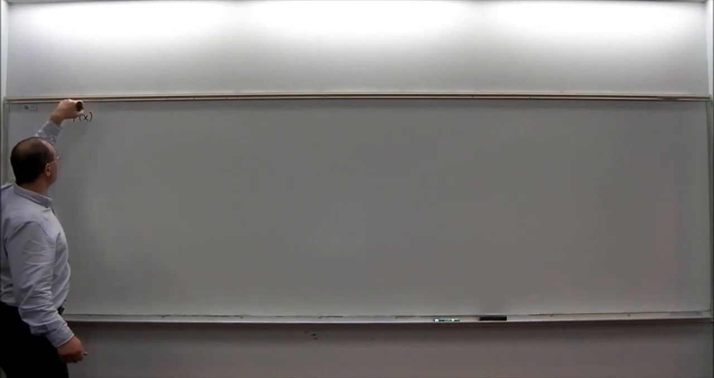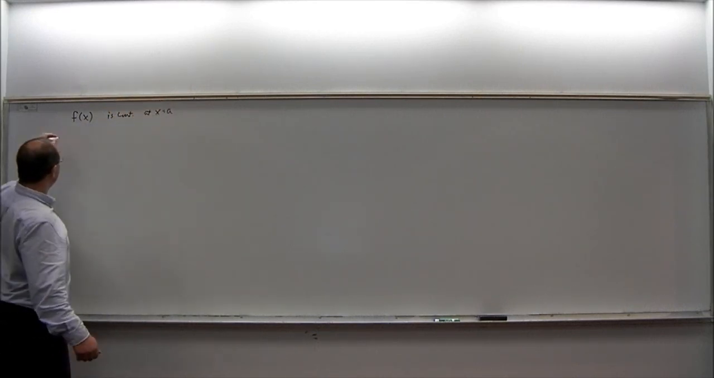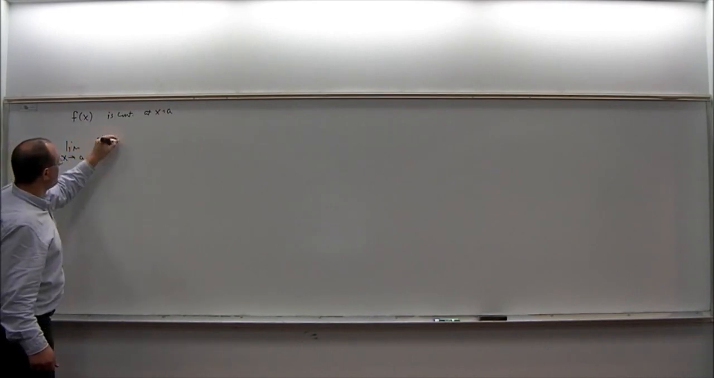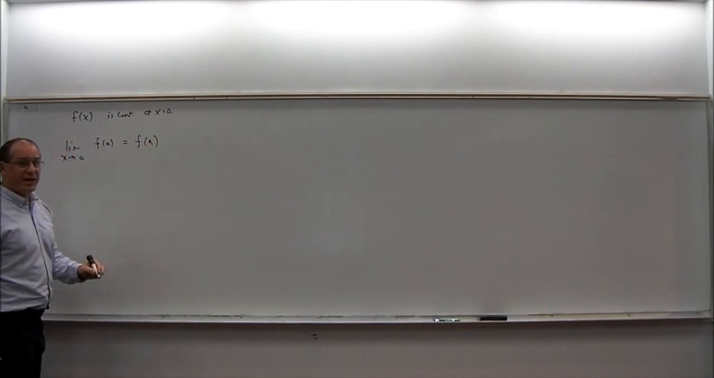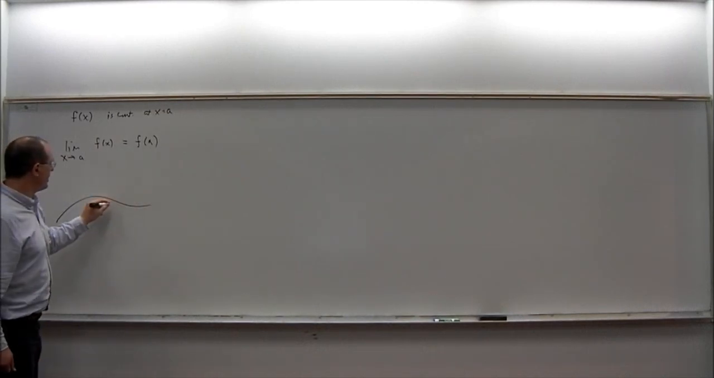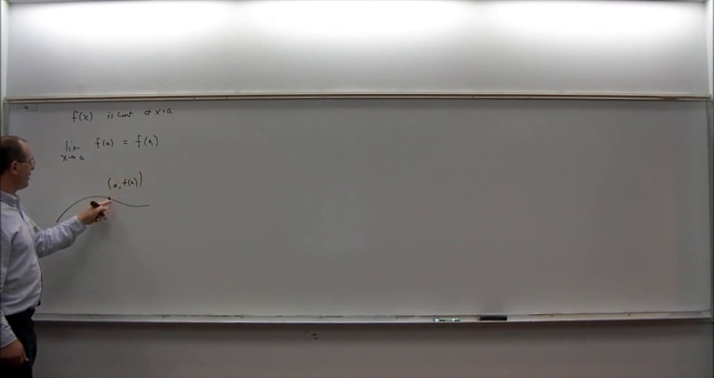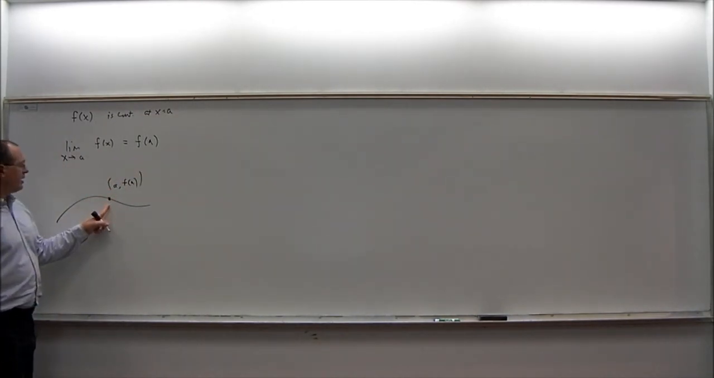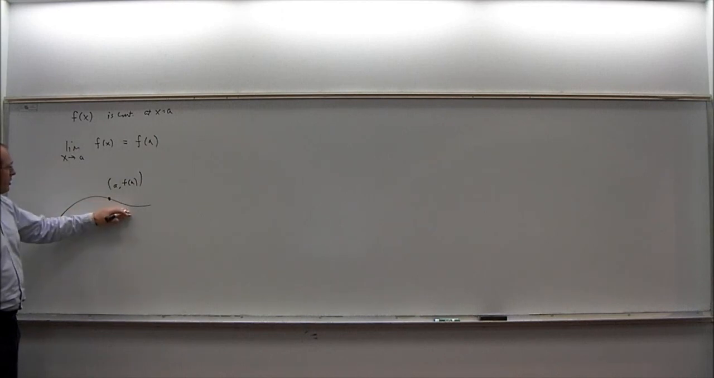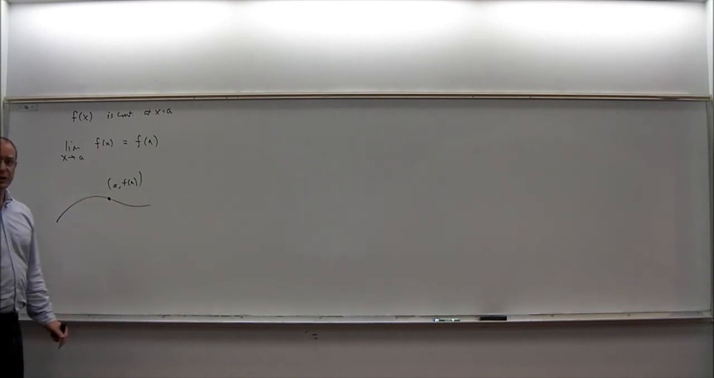To say that f of x, the function, is continuous at x equals a means that the limit as x approaches a of f of x is equal to f of a. The limit is equal to the function value. It might look like this. If this is the point a comma f of a, then the limit as x approaches a of f of x is going to be f of a. For a continuous curve, you can draw the curve through the point a comma f of a without lifting your pen from the board.